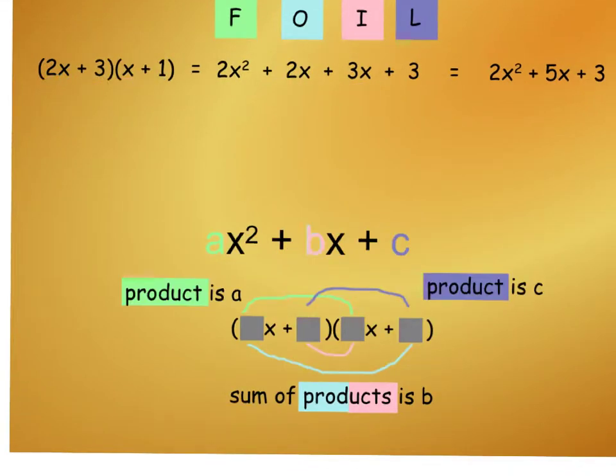Then lastly, to get our last term, we take this factor and multiply it to this factor. So we multiply these two together. So it would be 3 multiplied to 1, and 3 multiplied to 1 is 3. The reason we did this is I'm going to be referring to this later on while we're factoring, because we'll need to know how we got these middle terms and the relationship between these middle terms and the final 5x.